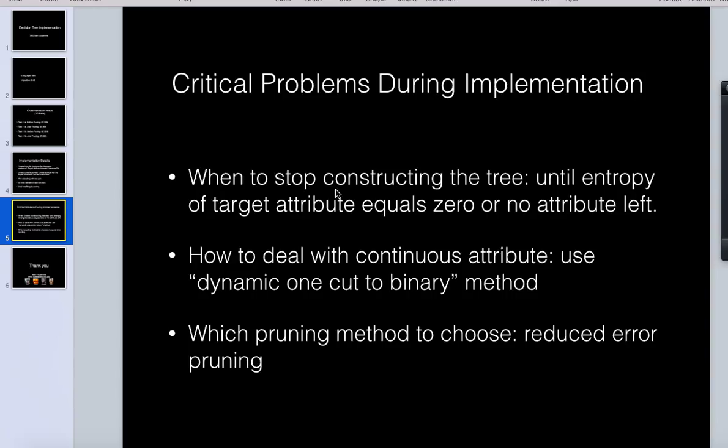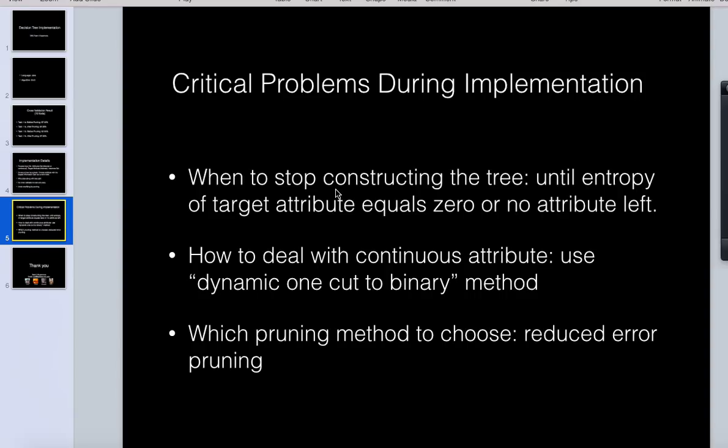Here are some critical problems during implementation. When to stop constructing the tree? We choose to stop when the entropy of the target attribute equals 0 or no attribute is left. This may bring a problem that the tree may be very large, but we can solve it by doing post-pruning. And the second problem is how to deal with continuous attributes.